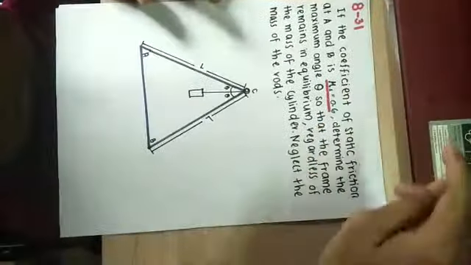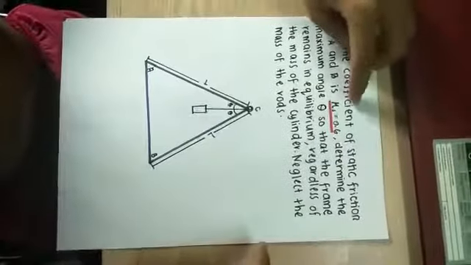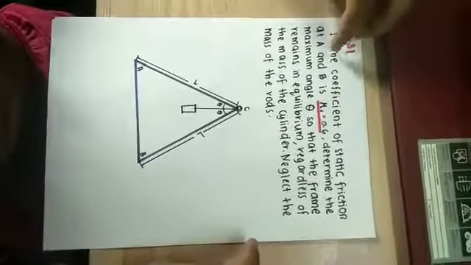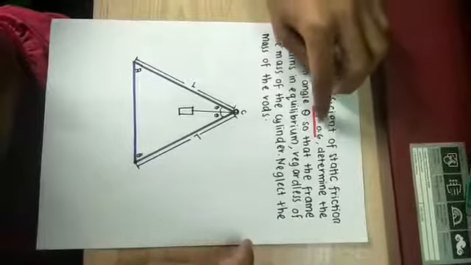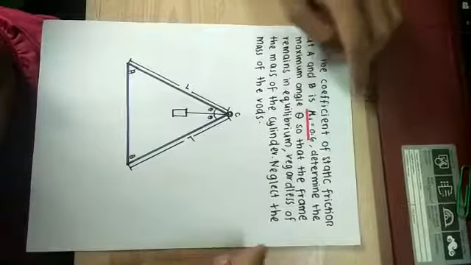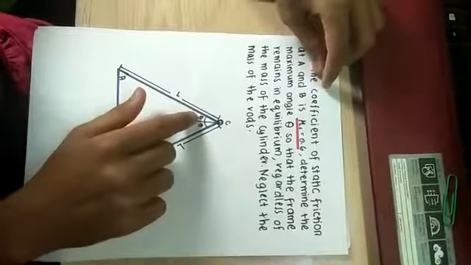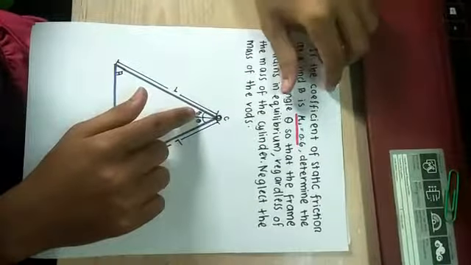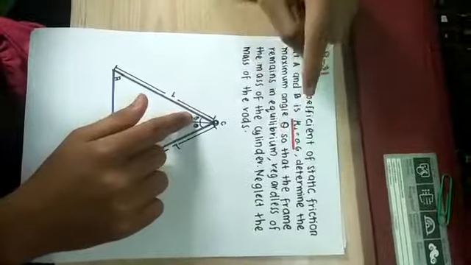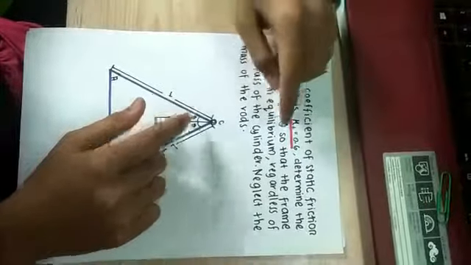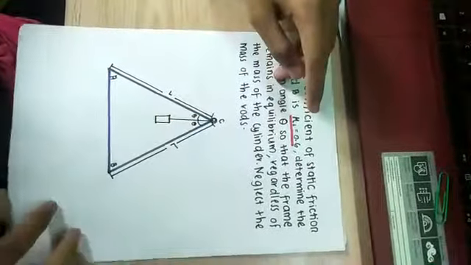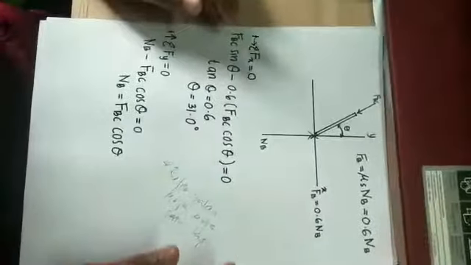Okay, next question. If the coefficient of static friction at A and B is mu s equal to 0.6, determine the maximum angle theta so that the frame remains in equilibrium regardless of the mass of the cylinder, regardless of the mass of the rods. Okay.